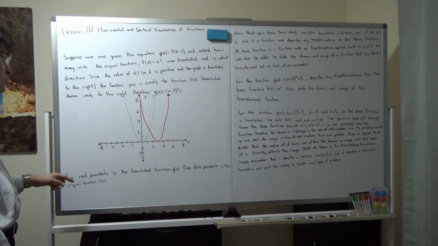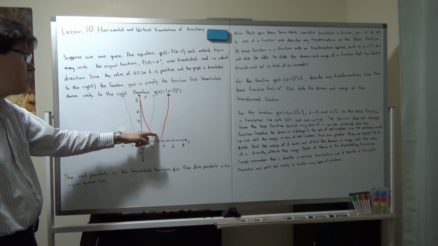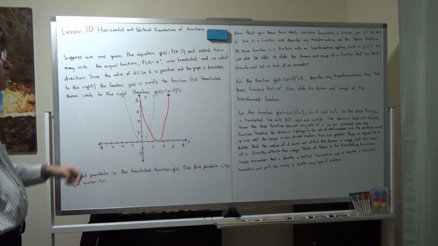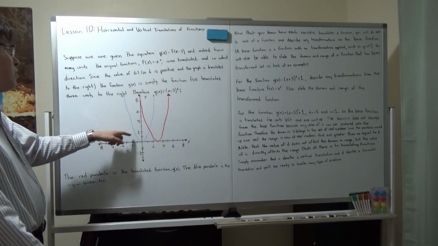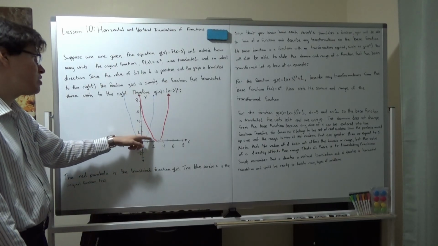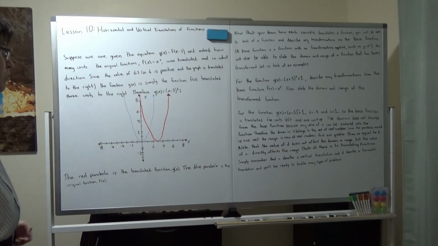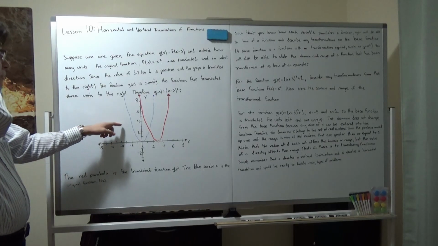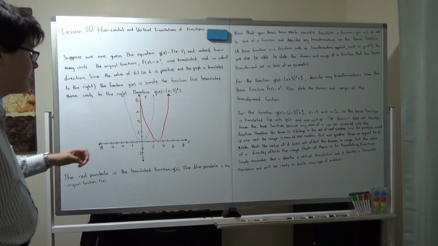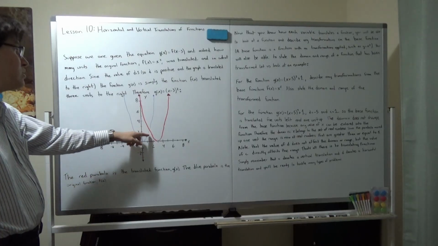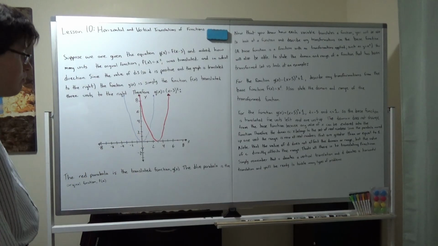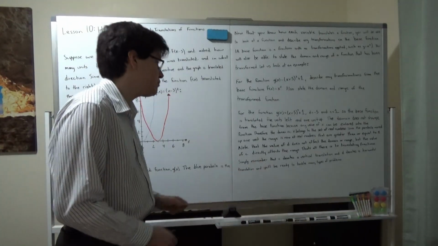The red parabola is the translated function g of x. The blue parabola is the original function f of x. So the blue parabola is f of x equals x squared. The red parabola is g of x equals x minus 3 squared, which is simply the blue parabola, f of x equals x squared, translated 3 units to the right, to get us to g of x equals x minus 3 squared.